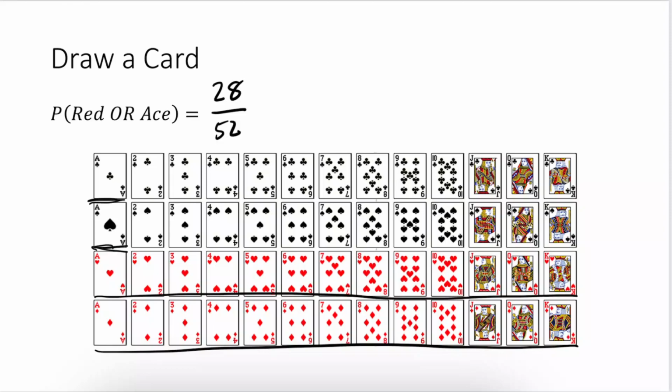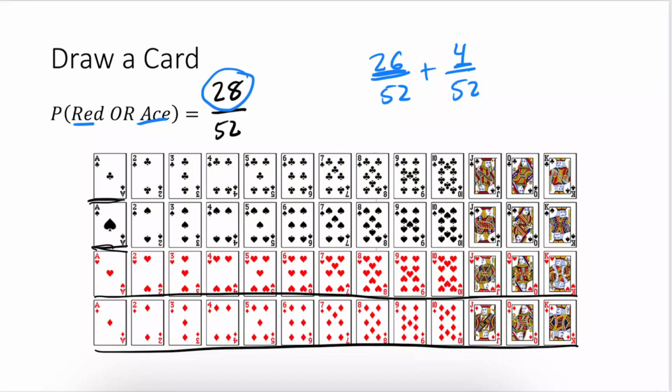Another way that you can calculate it, though, is you can find the probability of each of these individually and then subtract any overlap that they have. So for example, the probability of drawing a red card is 26 out of 52. The probability of drawing an ace is 4 out of 52, so you could add those 2 together. But notice if you do 26 plus 4, you get 30, and our answer should be 28.